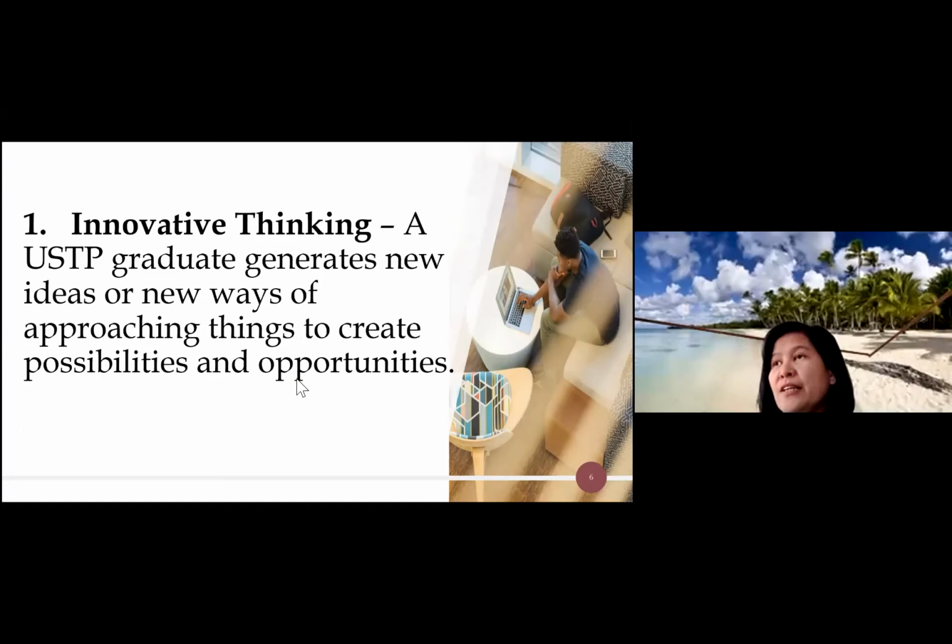As faculty, you will be taught by CiTL about the higher order thinking skills. And this generation of new ideas or new ways of thinking have something to do with innovative thinking, creativity. This is creating something out of what already exists, which is a higher level thinking skill.